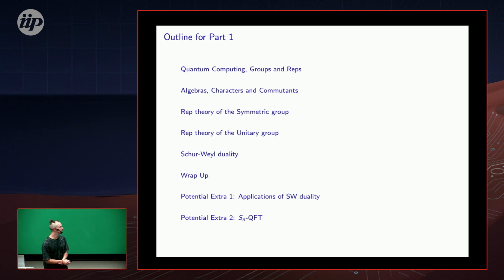So this is a little bit of the outline for today's talk. We are going to introduce groups and representations and also algebras. We're going to use two main groups to exemplify and instantiate representation theory. These are the symmetric group and the unitary group. And the reasons why we choose these two groups will become clear.